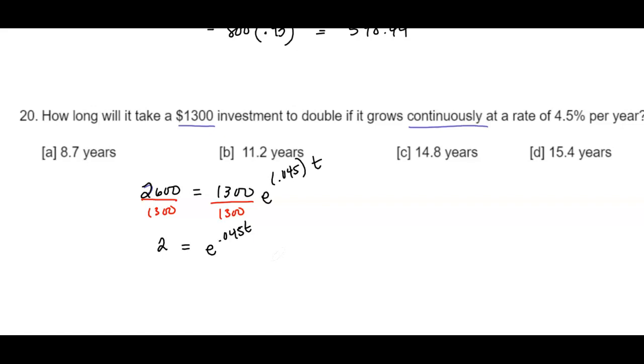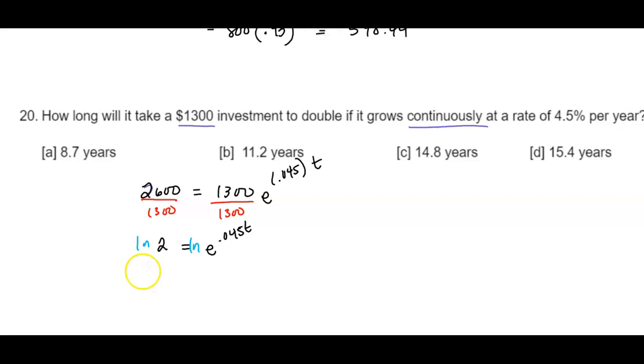So now all we've got to do is convert the base e to a natural log. Remember, we can undo a base e by taking the natural log of it, and it'll drop down this exponent. If I want to take the natural log of e to the 0.045t so that I can cancel out that e, then I've got to do the same thing on the left as well.